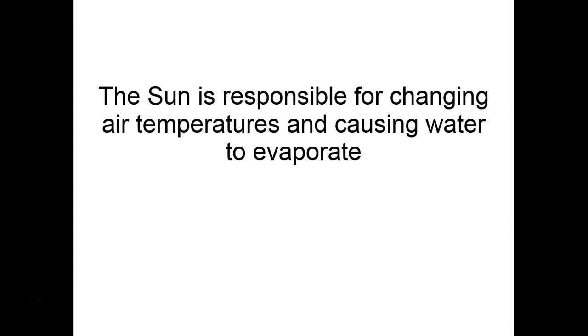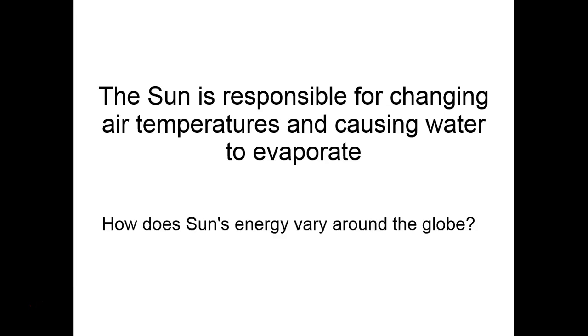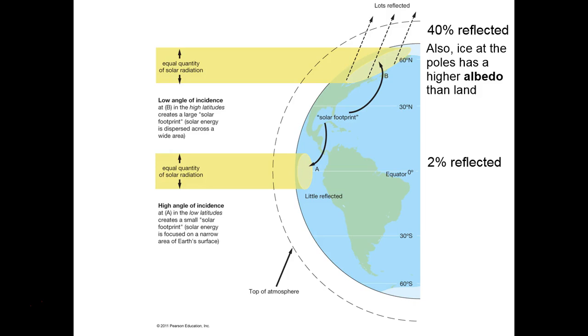Now, whether or not evaporation occurs obviously depends on the temperature and depends on how much water vapor is already there, but since it depends on the temperature, obviously the sun is going to be important here, right? So the sun is responsible for changing air temperatures and causing the water to evaporate. So how does the sun's energy vary around the globe?